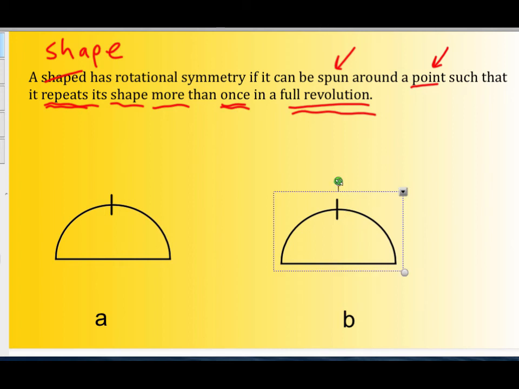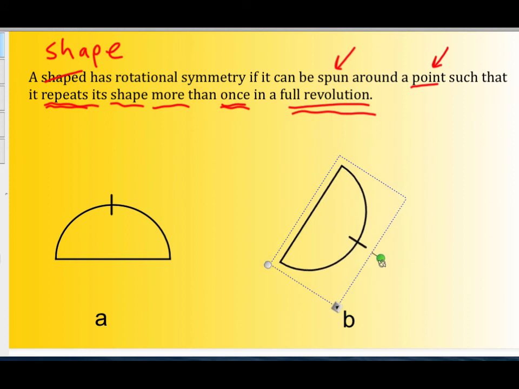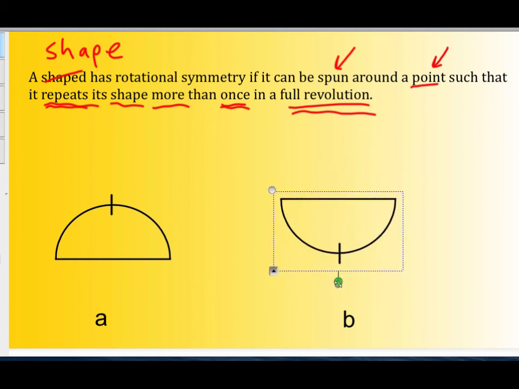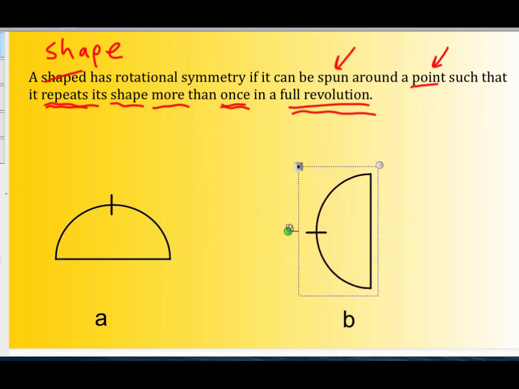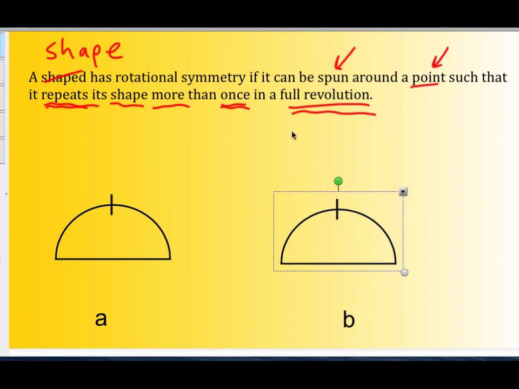I'm just going to turn that. Oh, no, it still doesn't match. It's upside down. B does not look like A. In fact, I can see that this is only going to match once in a full revolution, which is when we go back to the start, and there it is. So, no is the answer to that. It does not have rotational symmetry. I wonder if you got that.